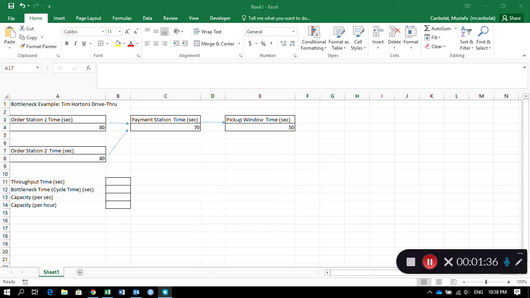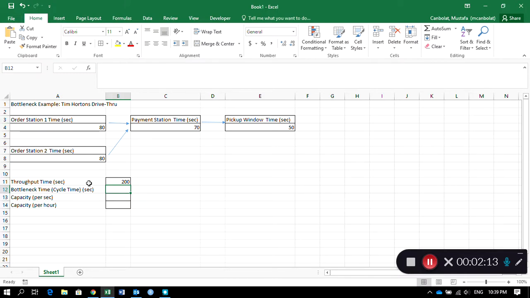Now, there's order station 1 and order station 2, and these are parallel order stations. A customer does not visit both order stations. The customer only visits one of them, but then the customer goes into the payment station and the pickup window. That means every customer spends 80 plus 70 plus 50 seconds in this drive-thru.